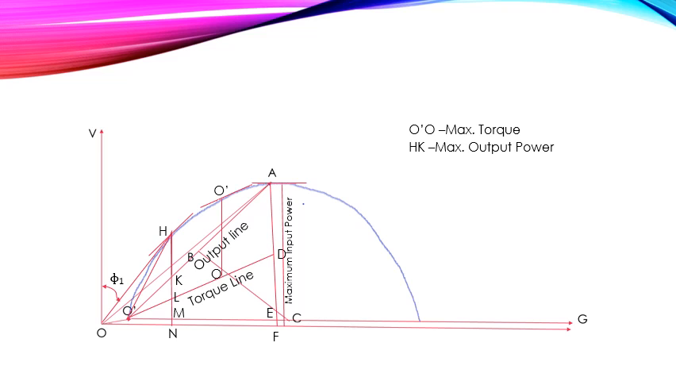So the points HK, then HL, HM and HN, these are the energy components of the line current I1, and we will see how these are used to calculate the slip, power factor and efficiency at full load.